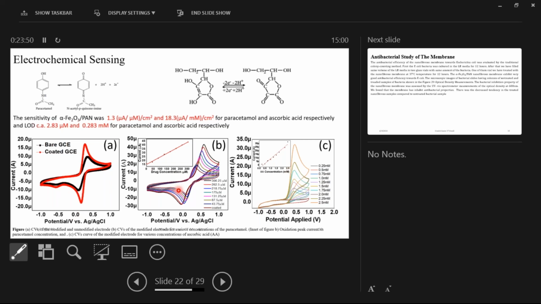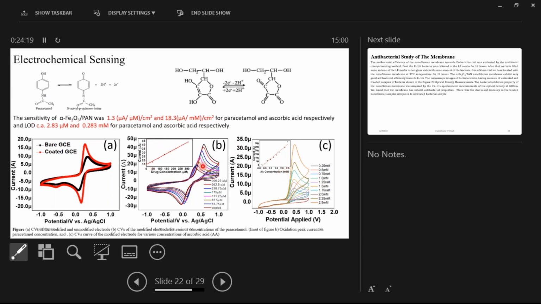After that, we tested it for paracetamol sensing, as well as for ascorbic acid. Because during this COVID time, there was a high intake of paracetamol, as well as vitamin C, ascorbic acid. So there was very much pollution in hospital waste from this paracetamol and ascorbic acid. To detect those things, we used it as a sensor.